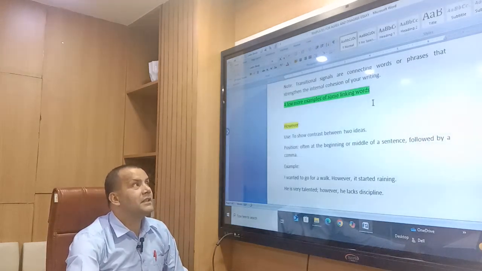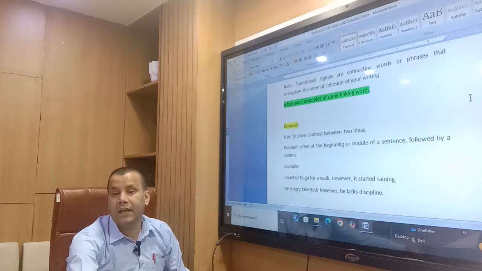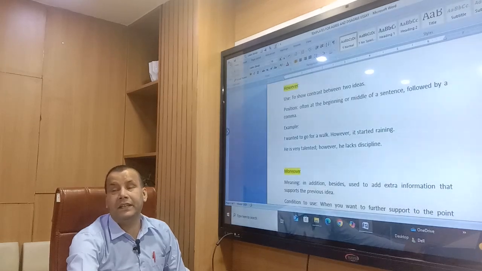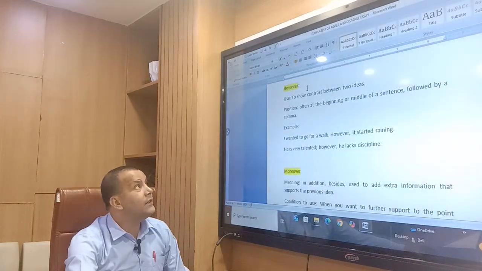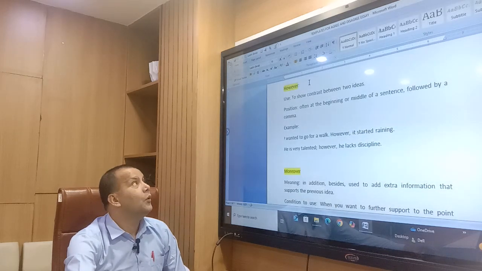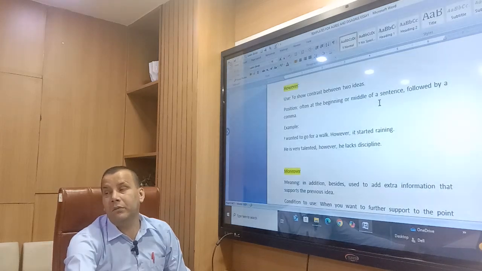A few more examples of some linking words. I am giving you a few more examples of some linking words, and once in a while I make you understand in Nepali also. Now, okay. However means je bhae tapani in Nepali. We use however to show contrast between two ideas. Position: often at the beginning or middle of a sentence, followed by a comma. We can use however at the beginning of the sentence, and we can use however in the middle of the sentence.